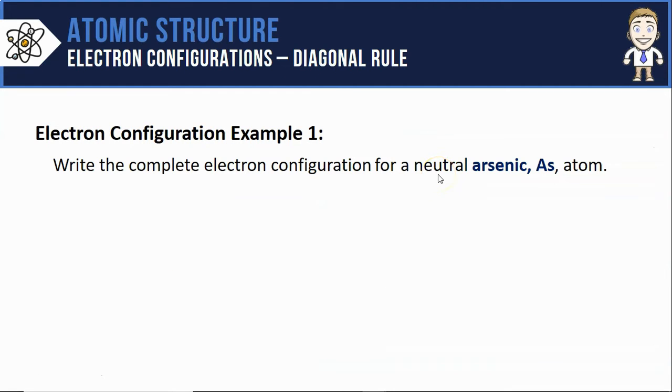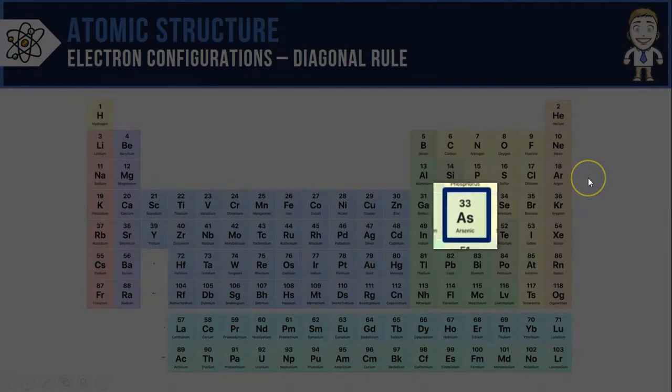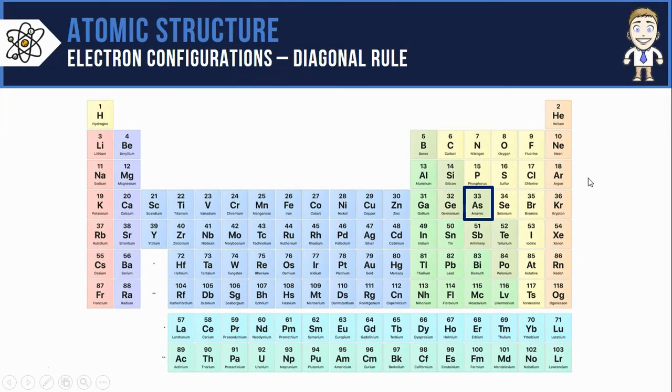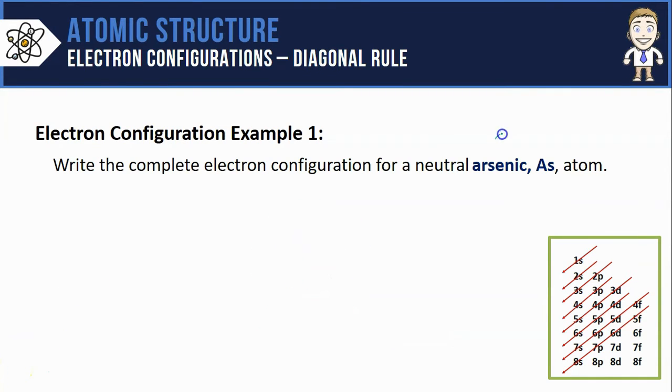So let's take a minute and close out the video by practicing using the diagonal rule and writing the electron configuration for a neutral arsenic atom. Arsenic is right here on the periodic table. It's got 33 protons. So if it's neutral, it also has 33 electrons. It's a great idea to pause the video and try this yourself first before watching me. So I've got 33 electrons to assign into orbitals.